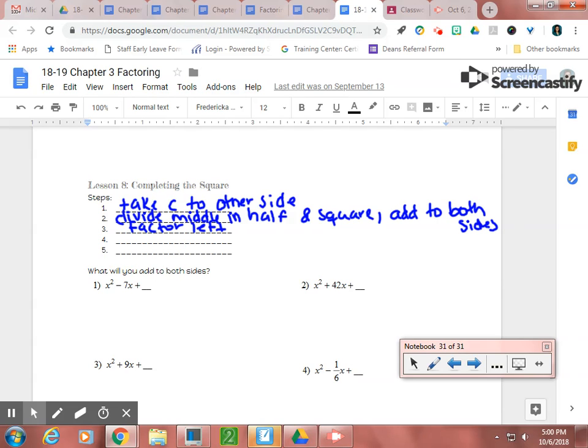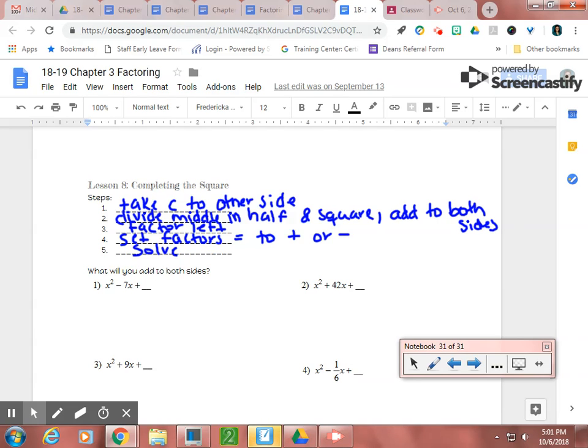And step 4 is to set your factors equal to the plus or minus. And then step 5 is to solve. And those might make a little more sense as we go through this. So for the first 4 that we're looking at, we just want to know what we're going to add to both sides, because that's like our first 2 steps: deciding what to do.